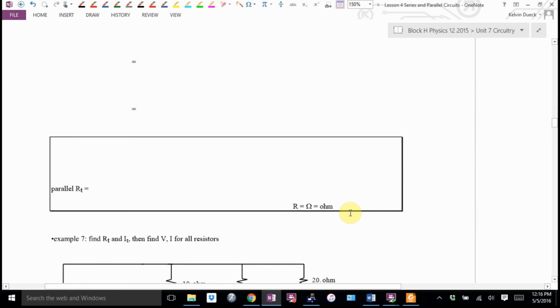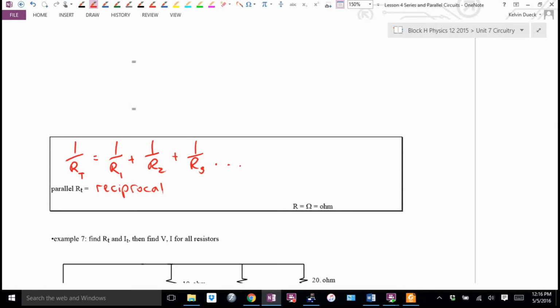So if we want to put this in the box, if you're in parallel, 1 over R total equals 1 over the first one plus 1 over the second one plus 1 over the third one plus 1 over the fourth one, and then take the reciprocal to actually get the R total by itself. That one also is not on your formula sheet. So you will have to memorize: series, add them together; parallel, add their reciprocals, and then reciprocal the answer.